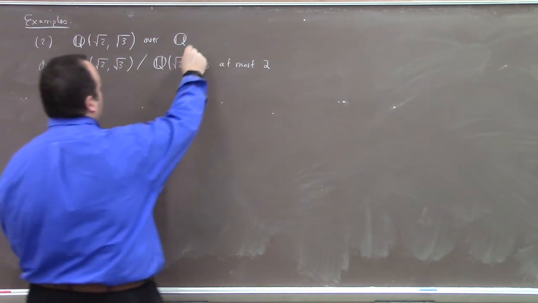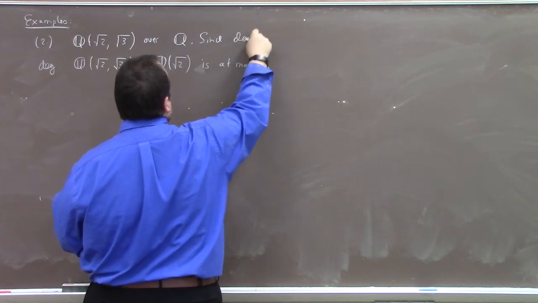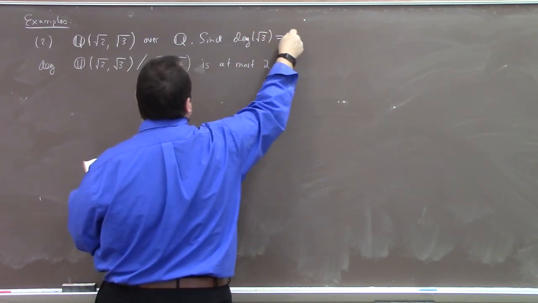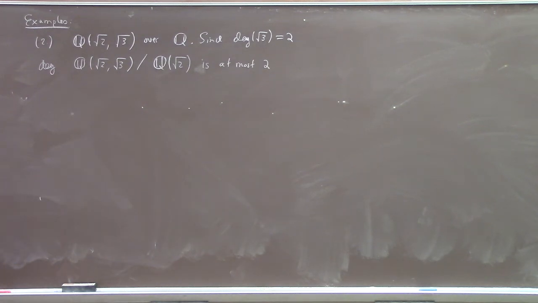He says it'll be precisely 2 if x squared minus 3 is irreducible over Q adjoin root 2. Since the polynomial is of degree 2, it is reducible if and only if it has a root, if and only if root 3 is an element of Q adjoin root 2.